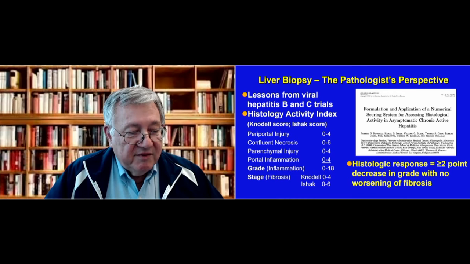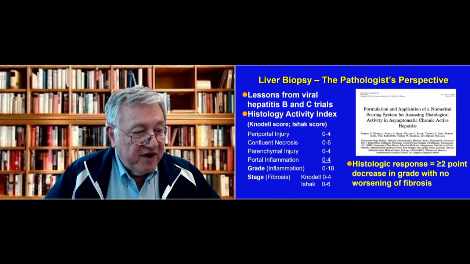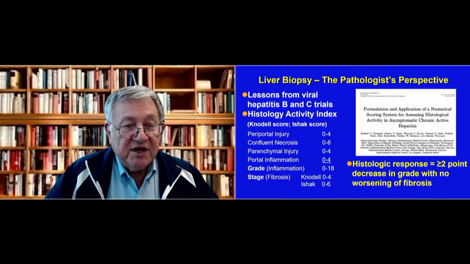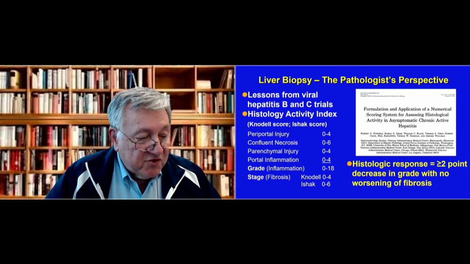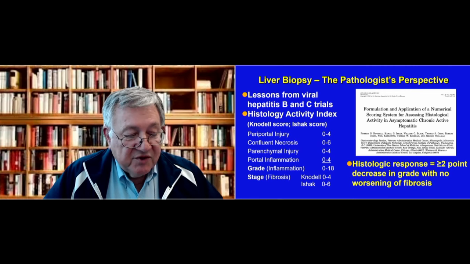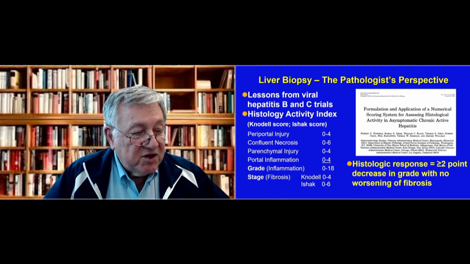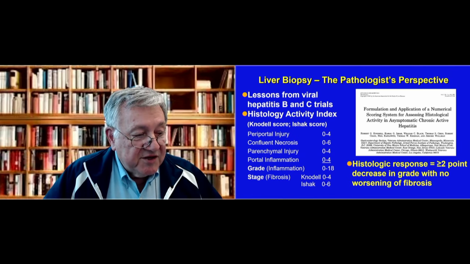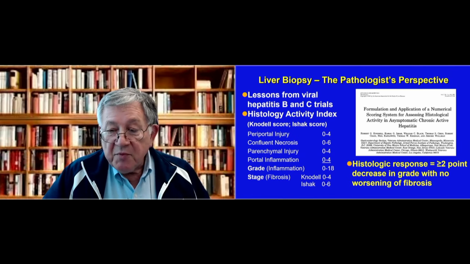When trials started being done in hepatitis B and hepatitis C, this was available, so it was used as a way of assessing the liver biopsies, which were either a primary or a key secondary endpoint. And when the trial started, there was really no molecular biology. The hepatitis C virus had yet to be identified, and things were very primitive. So the liver biopsy was the best there was.